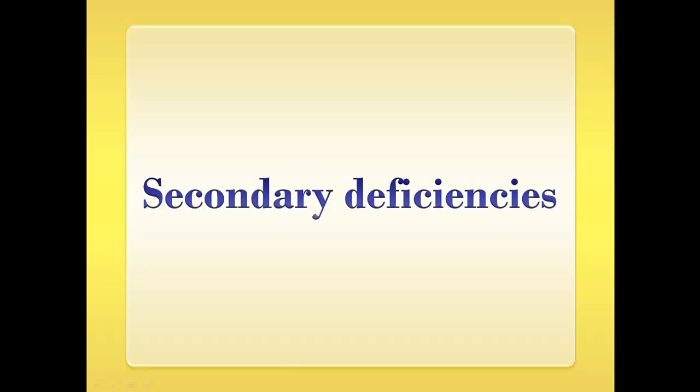Okay, so these were in the last groups. These are the secondary deficiencies. We talked about the primaries. Remember, primaries are typically congenital, but they can sometimes be acquired. The secondary deficiencies are almost all after birth, so they almost all affect the child after it's born.